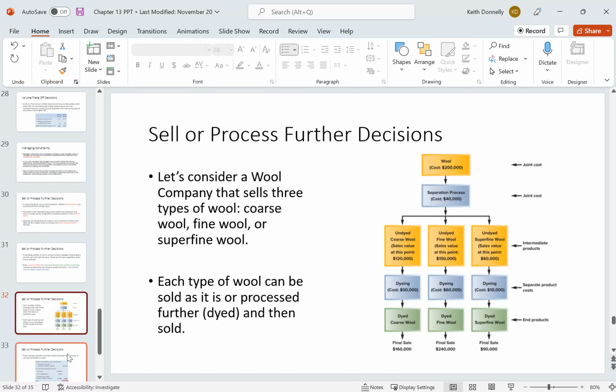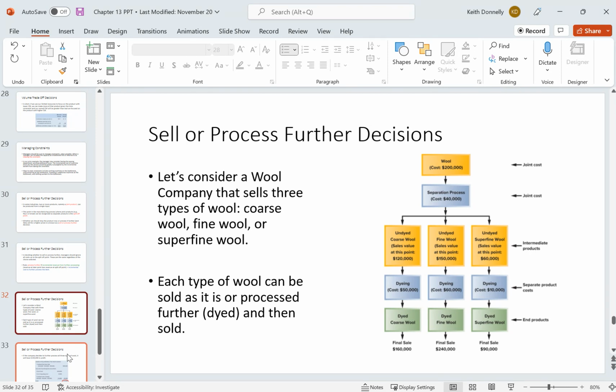So let's show this through an example. Imagine that we have a wool company. They sell 3 types of wool: coarse wool, fine wool, and super fine wool. It's kind of like how soft is it? We have a little bit rough, we have medium, and then we have super soft wool.